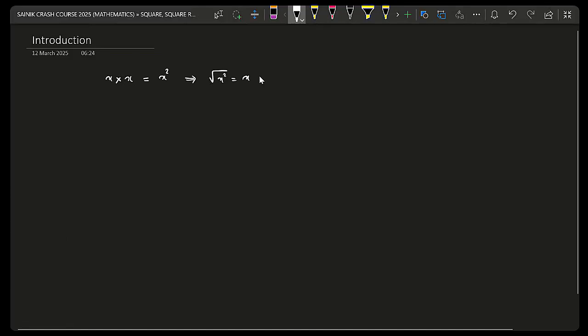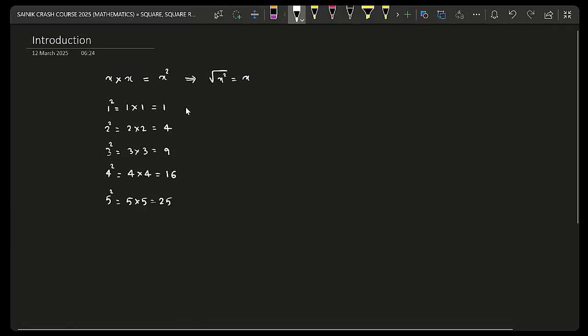Let's take one example. For example, I want to find 1 square. 1 square means what? 1 multiplied 2 times. 1 ones are 1. I want to find 2 square. 2 twos are 4. So 2 square is 4. 3 square I want to find, that is 3 threes are 9. 4 square, 4 fours are 16. 5 square, 5 fives are 25.